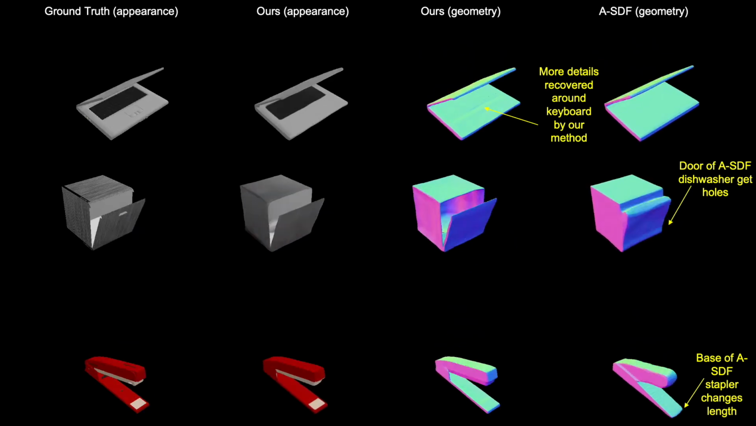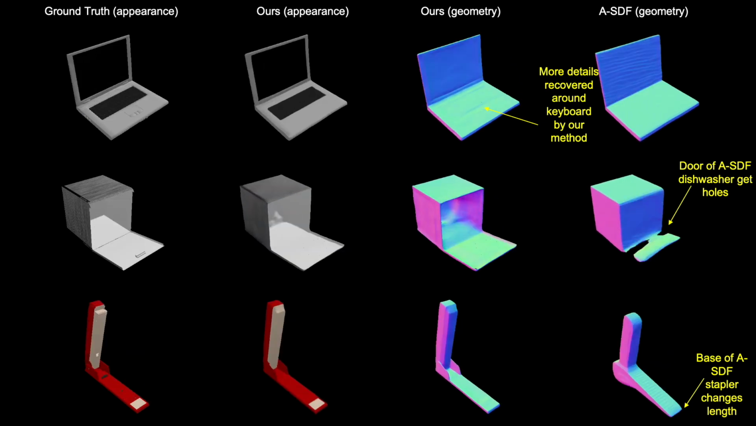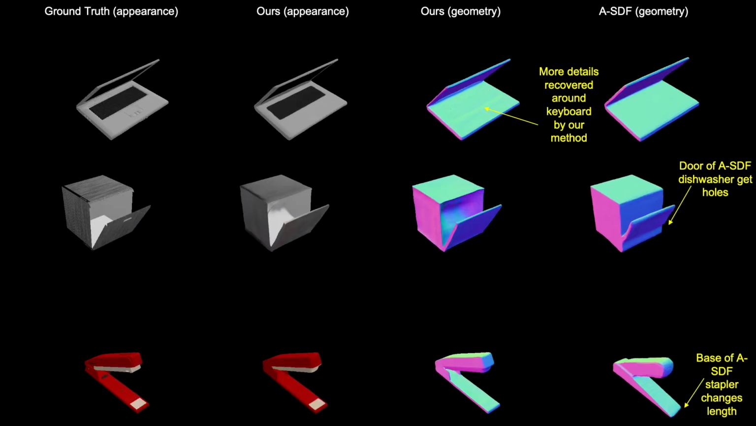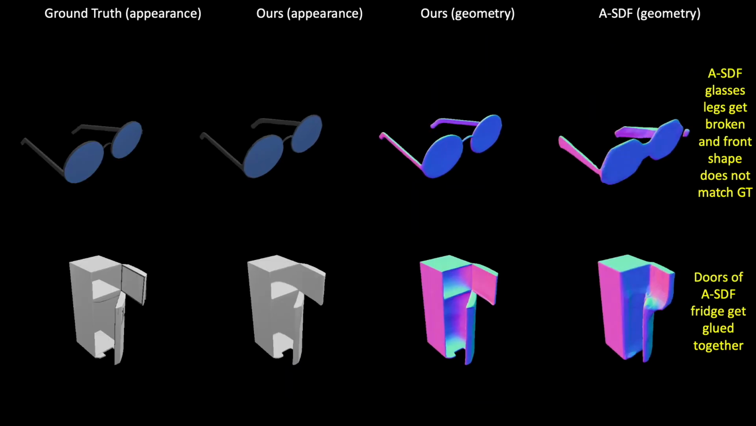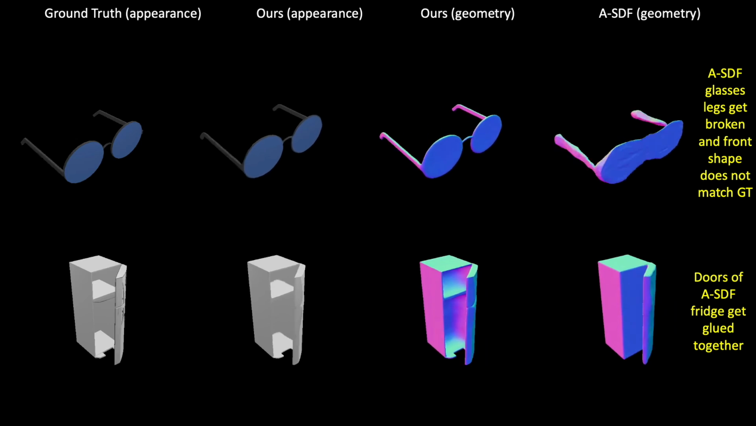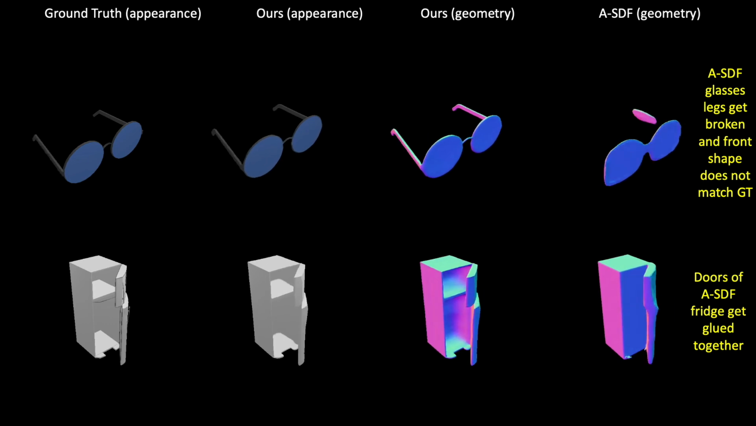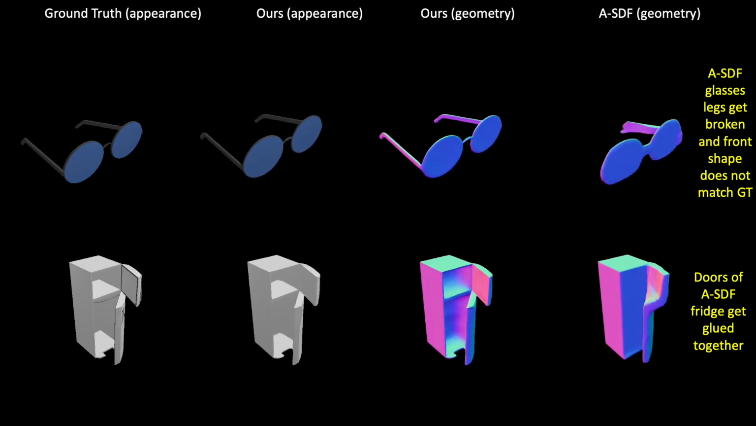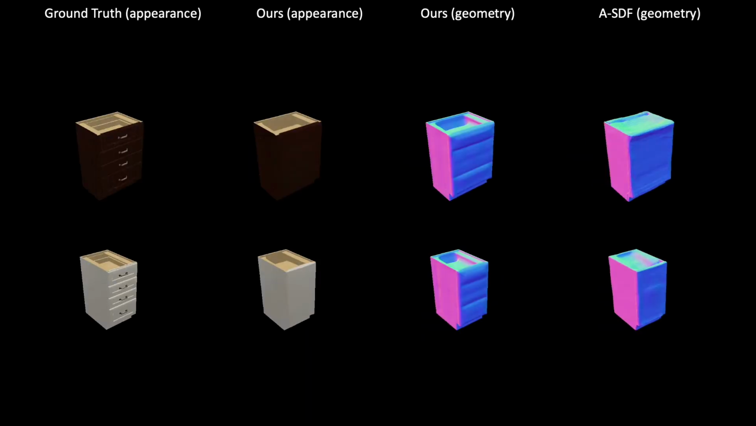Our method recovers appearance and geometry faithfully using only RGB supervision, as opposed to ASDF, which only estimates geometry and recovers less accurate details and articulations. For classes with 2 rotational joints, our method recovers finer details such as eyeglasses legs, whereas ASDF produces more artifacts like fridge doors glued together.